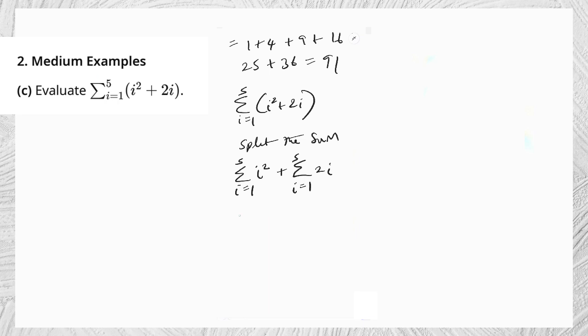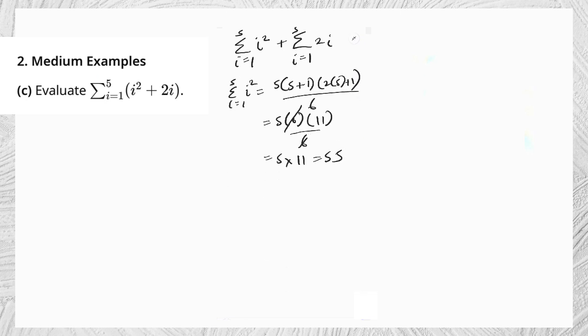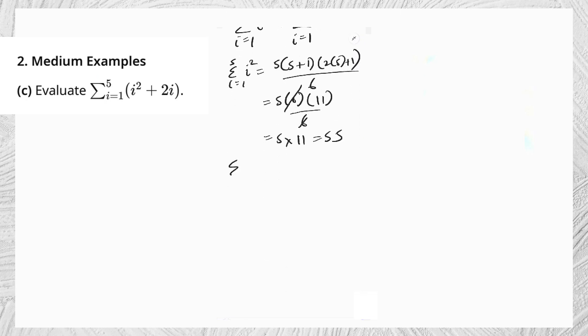Now, once you put it this way, don't forget, we have a way of writing i squared when it is solved, and that is n times n plus 1 times 2n plus 1 divided by 6. In this case, our n is 5, so that will be 5 times 5 plus 1 times 2 times 5 plus 1 divided by 6. I know that 5 plus 1 is 6. So you have 5 times 6 times 2 times 5, which is 10, plus 1, 11. 6 can cancel out 6, so you are going to end up with 5 times 11, which will give you 55.